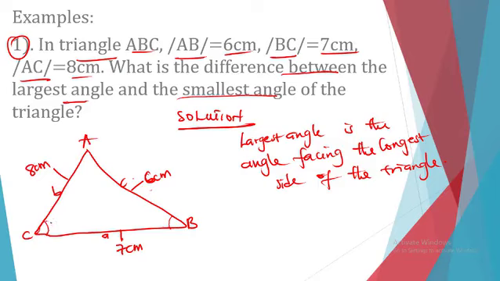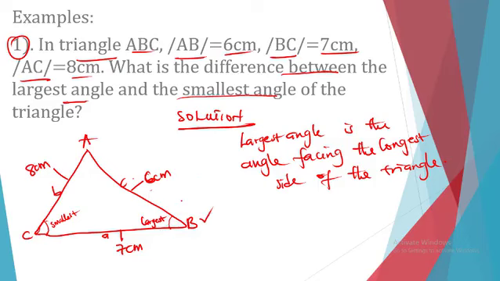C, and this is the smallest what? Angle. This is the smallest angle, and this is the largest angle. So we need to find the angle at C and the angle at B, and then take their difference. Let us start with the largest angle, which is B.